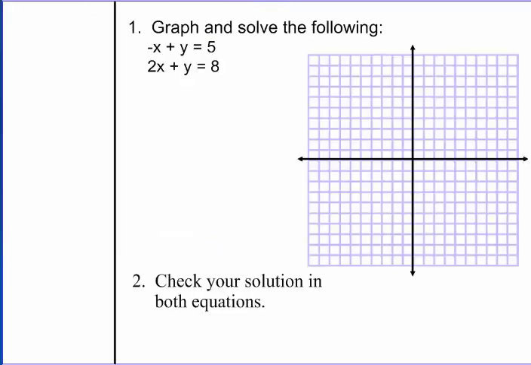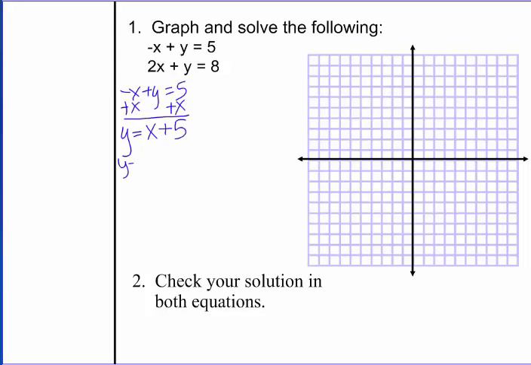So we're going to graph and solve the following system of equations. So we have negative x plus y equals 5 and 2x plus y equals 8. For both cases, before you do the graphing, you have to rewrite the equations so you can get the slope and the y-intercept. It helps with the graphing, makes the graphing go a little quicker. So the first one, negative x plus y equals 5. We're going to add x to both sides. y equals x plus 5.